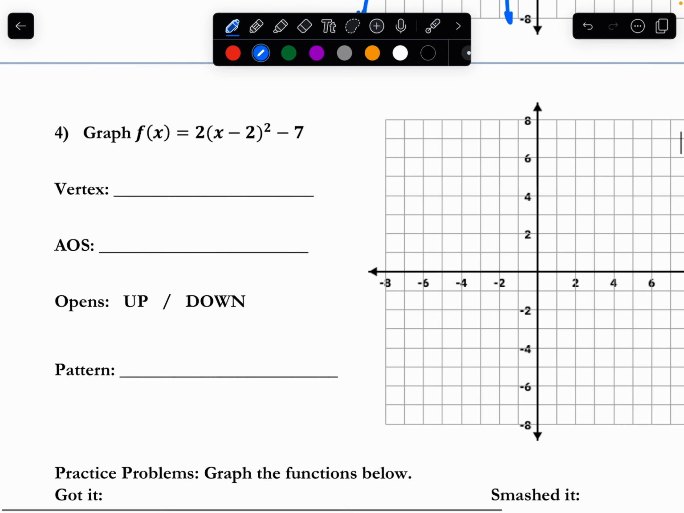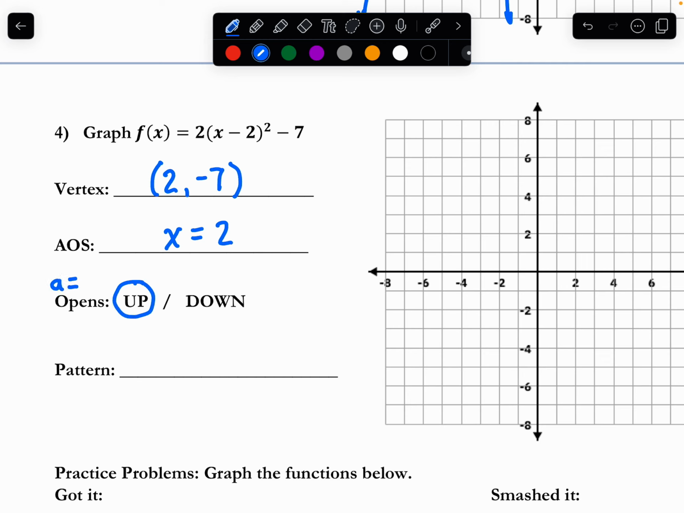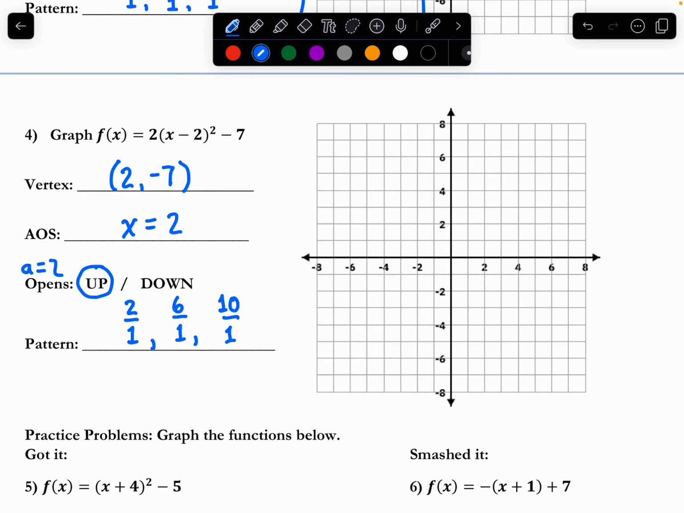Finally, let's see what happens if we have something other than a positive or negative 1. My vertex is not going to change, so don't let those other numbers distract you. My vertex, axis of symmetry, everything stays the same. A is equal to positive 2, so we're opening up. Now we're just going to go 1 times A, 3 times A gives me a 6, and then 5 times A gives me a 10. Okay, probably not going to get that 10. A lot of times we don't, but we'll see what happens.